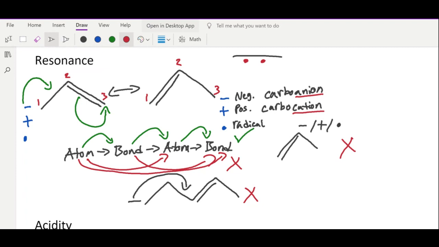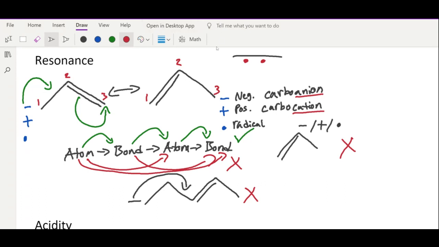I would recommend you guys do lots of practice problems on resonance. This is the core concept of the beginning of your organic chemistry foundational knowledge. Understanding hybridization and resonance is very important to understanding everything else. This knowledge will build on top.